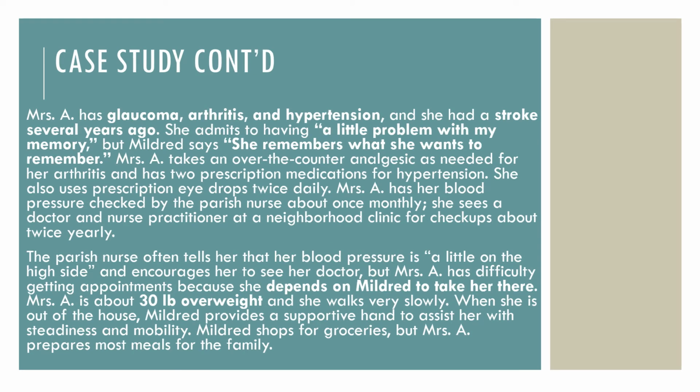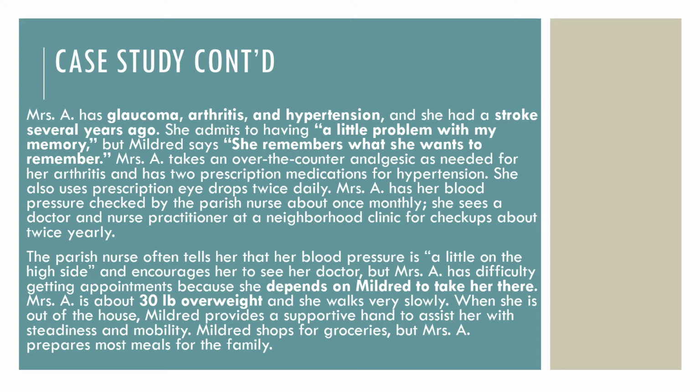Going forward, Mrs. A has glaucoma, arthritis, and hypertension, and she had a stroke several years ago. She admits to having a little problem with her memory, but Mildred says she remembers what she wants to remember. Mrs. A takes an over-the-counter analgesic as needed for her arthritis and has 2 prescription meds for hypertension. She also uses prescription eye drops twice daily.